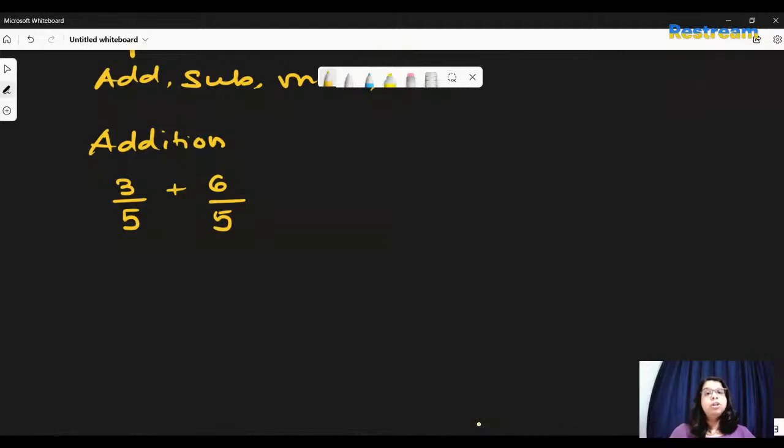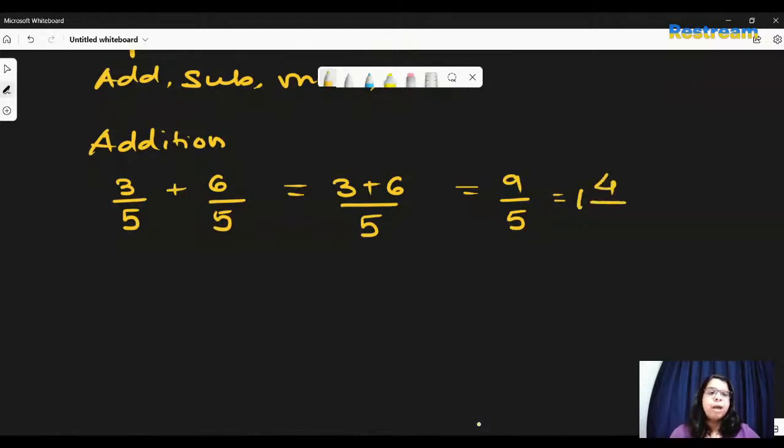Both the denominators are the same, so I am directly allowed to add 3 plus 6 over 5. That is equal to 9 by 5. Since we are getting an improper fraction, we have to convert this into a mixed fraction. These are small unwritten rules of mathematics that are not generally listed anywhere. It is used like common sense. So whenever you have an improper fraction, always convert it into a mixed fraction. So this is going to be 1 4 by 5.